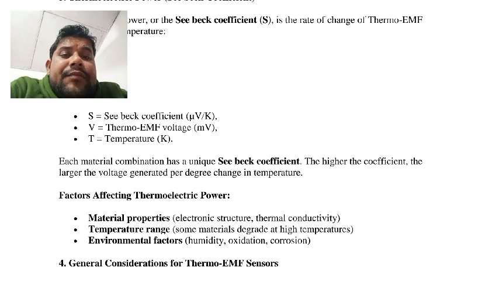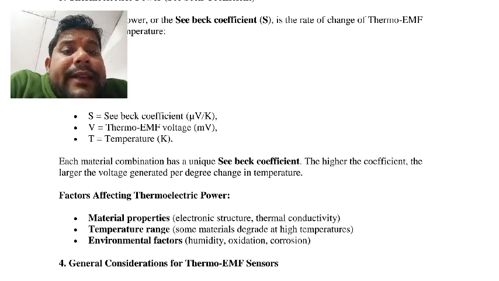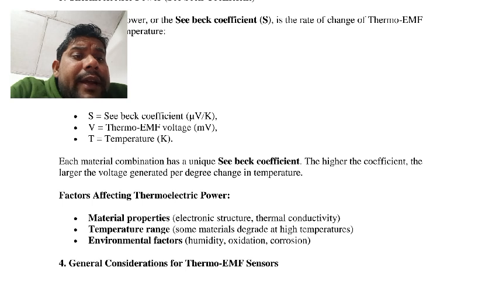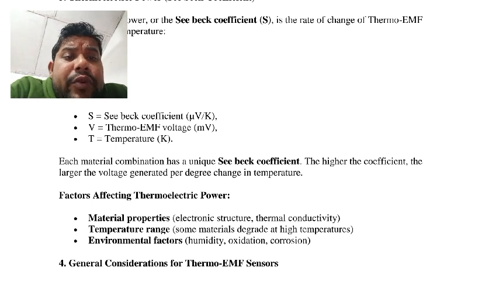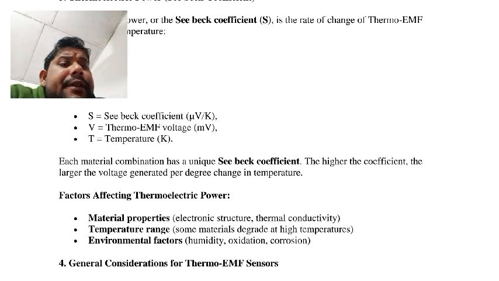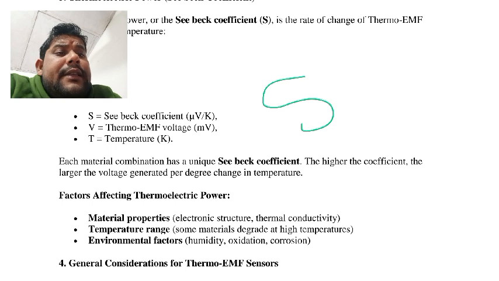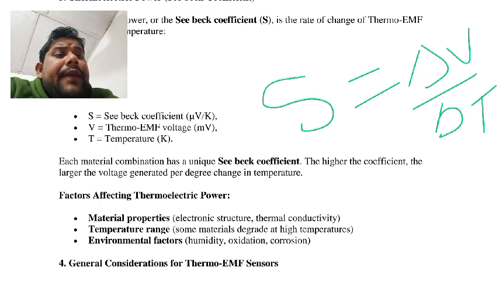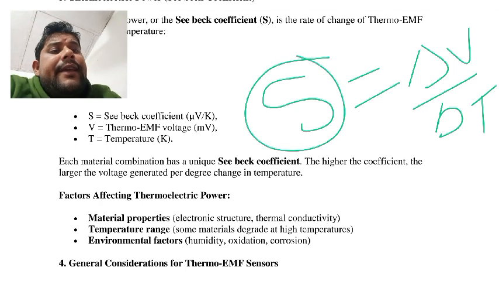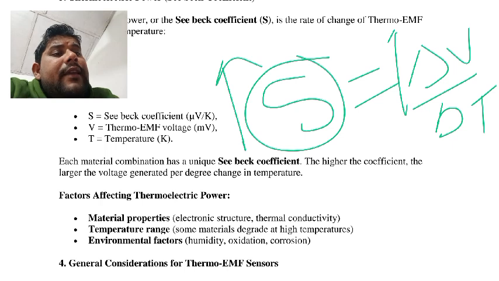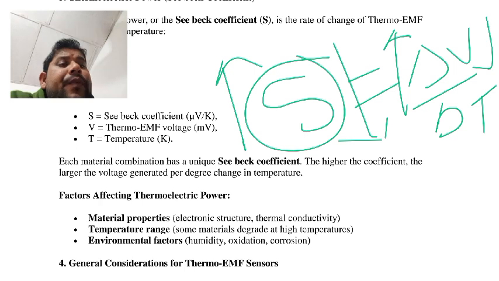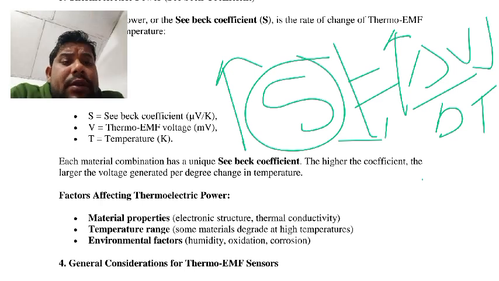The second factor is that each material combination has a unique Seebeck effect. The higher the Seebeck effect, the larger the voltage generated per degree change in temperature. So we can see higher delta V by delta T. If S is high, then V0 is also high. If S is low, then V0 will be low. So based on this, the factor is temperature.